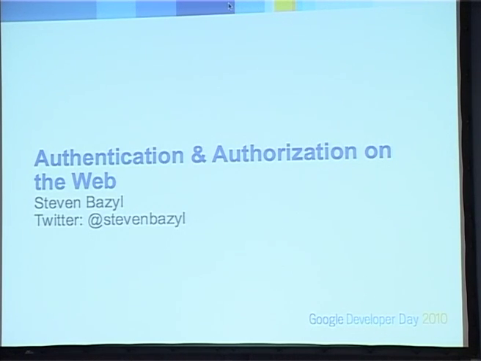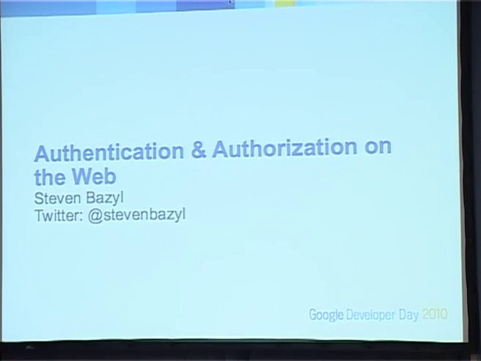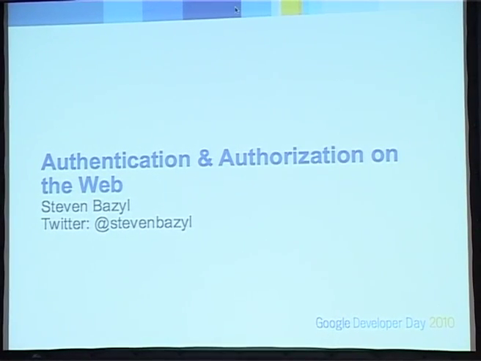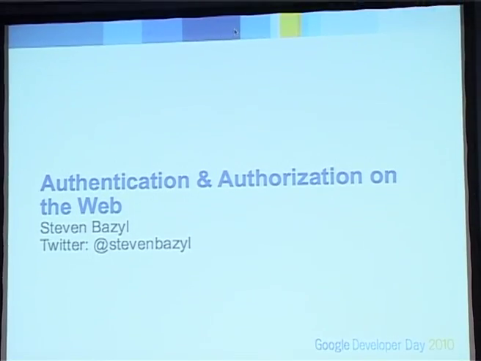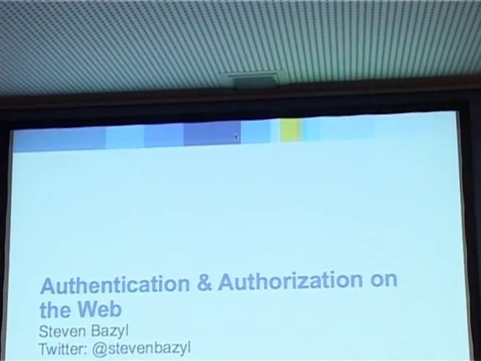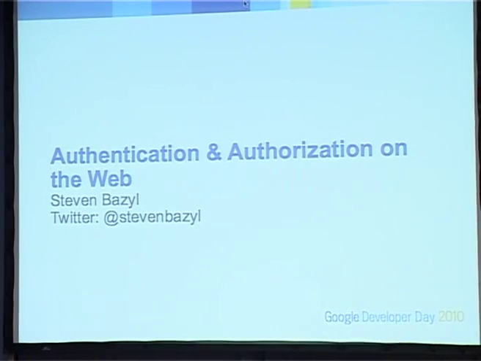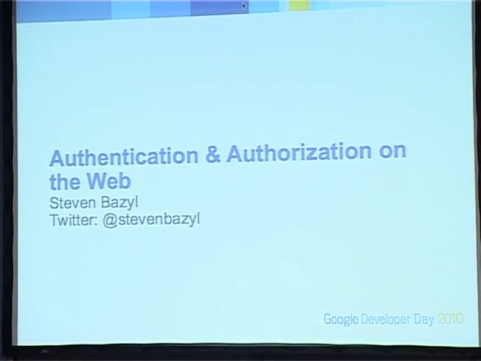So again, my name is Stephen Bazyl. I'm a developer advocate for Google, working on Google Apps and the Google Apps Marketplace. Part of my job is working with a lot of developers who are integrating with Google Apps and have to deal with issues of single sign-on and data access using a variety of different protocols. Today we're mostly going to be talking about two protocols, one OpenID and the other OAuth. We'll talk a little bit about some other related protocols as well, but that's going to be the main focus of today.